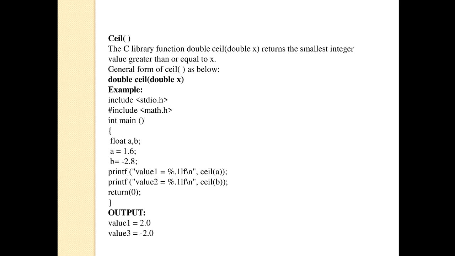In the case of the value b, minus 2.8, you will get the result minus 2, not minus 3, because the purpose of the ceil function is that it returns the smallest integer value greater than or equal to x, and that's why minus 2.8 is rounded up to minus 2, not minus 3, because minus 2 is bigger than minus 2.8.